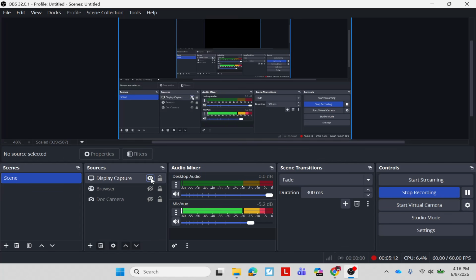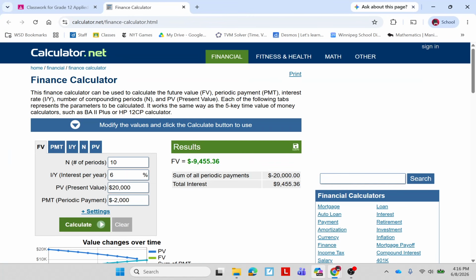So now I'm going to switch to the financial calculator that I'm using in my class, but again, you might be using a different one in your class. So let's just flip over here. This is what the financial calculator looks like. On the top here, you want to click on the tab of whatever it is that you're solving. In this case, we're solving for future value, so we're going to leave that tab clicked.